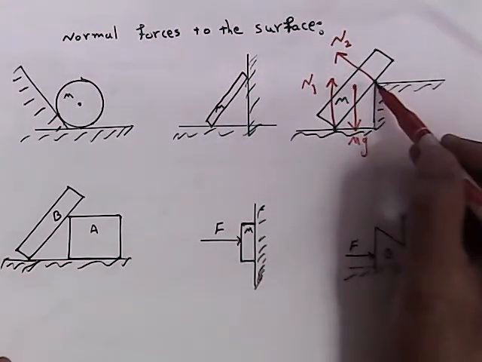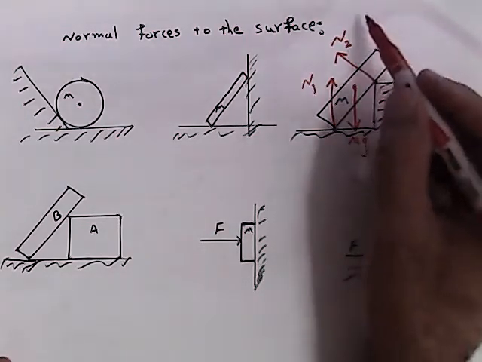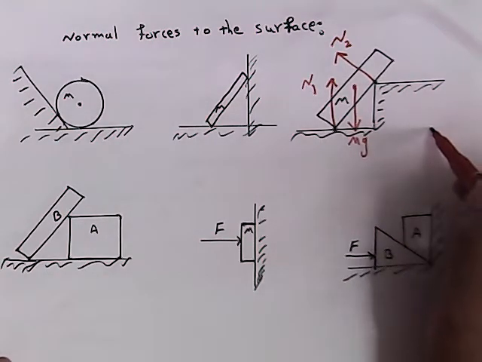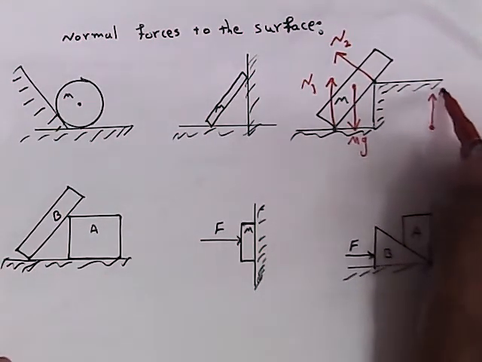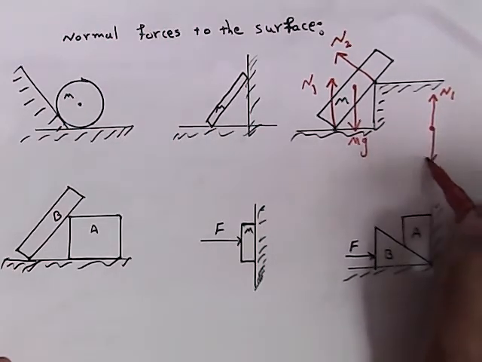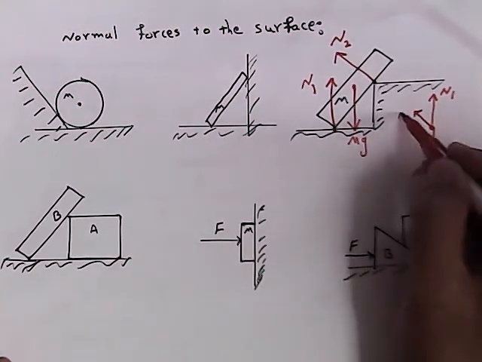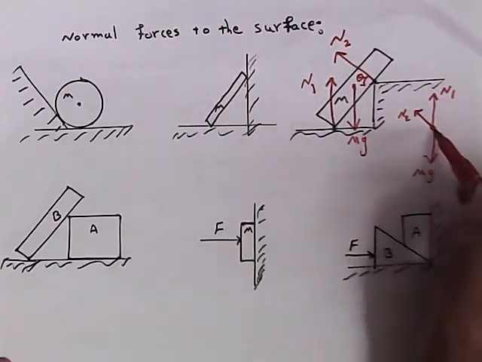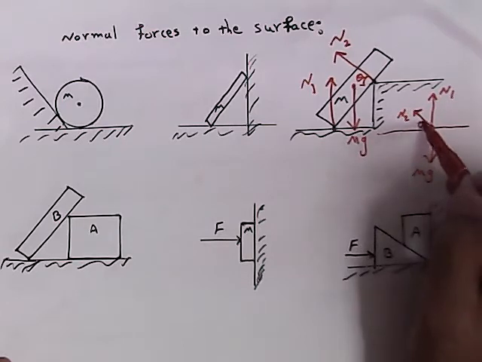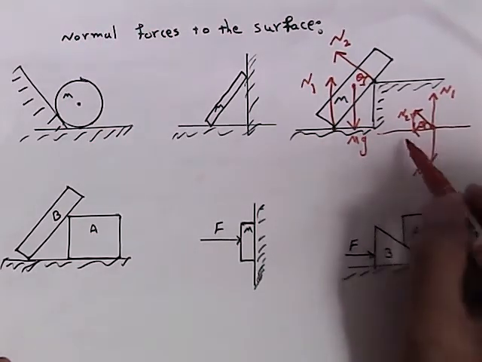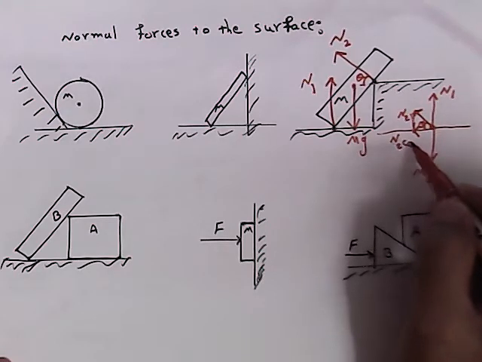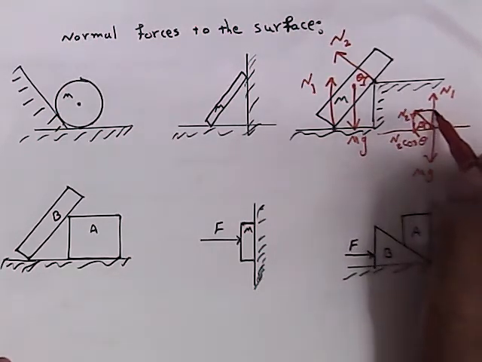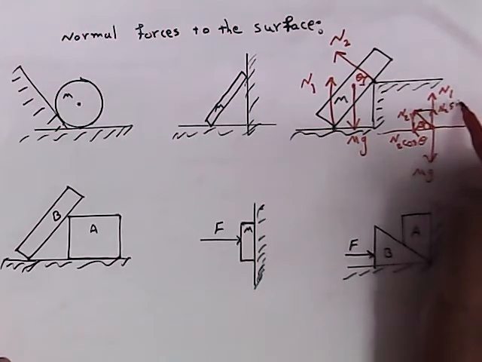Otherwise, the force N2 has a component in the horizontal direction and in the vertical direction. If I draw it in a free body diagram, you have N1, you have Ng, then you have N2, and the angle depends on this angle. I call it theta. So this horizontal component is N2 cosine theta, and the vertical one is N2 sine theta.